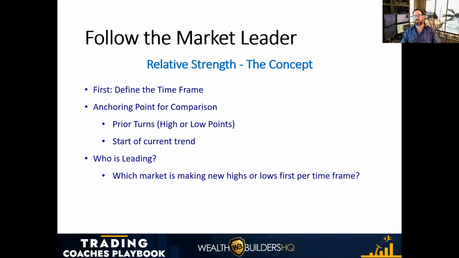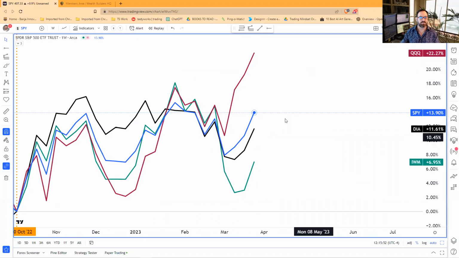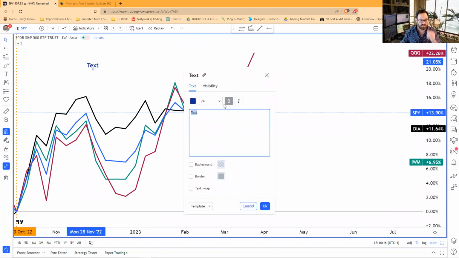And what we're looking for specifically for that leadership is who is making higher highs first during that particular time frame, or if we're in a downtrend, who is making the lows first in that particular time frame. So we want to look to see, for instance, here that Spiders versus Qs, all those ETFs. Initially, you see the black market right there from the lows in October. It was the Diamonds, or the Dow, that was leading us off the lows. That was the leader to the upside, while the NASDAQ appeared to be the leader to the downside, and it was the weakest market.